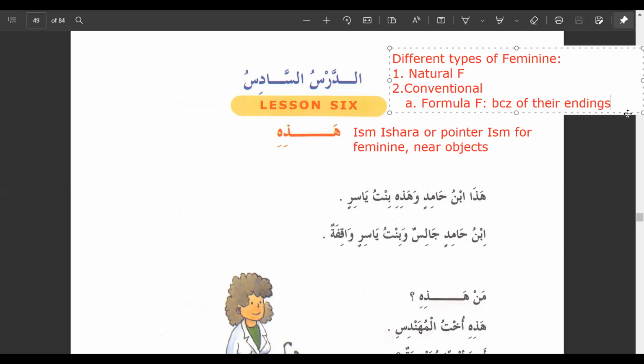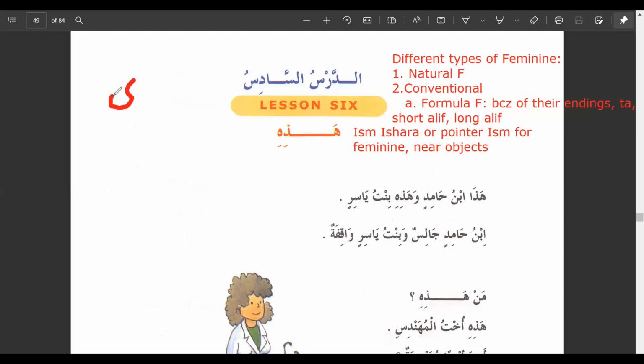Endings like the tamarbuta? Short alif and long alif. Example of tamarbuta? Waqifatun? Waqifatun, yes. And example of short alif, feminine? No, that's masculine. Short alif is like this, and in ya with this the fata, out of shahida.